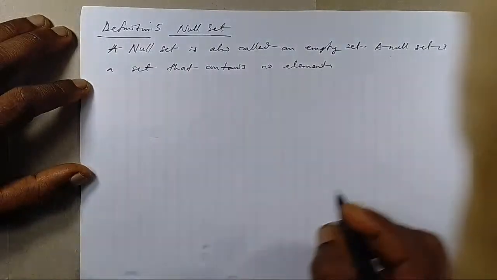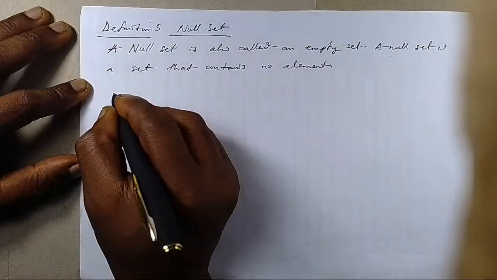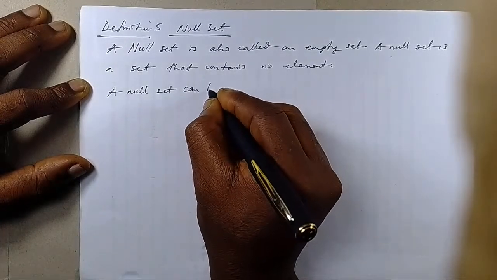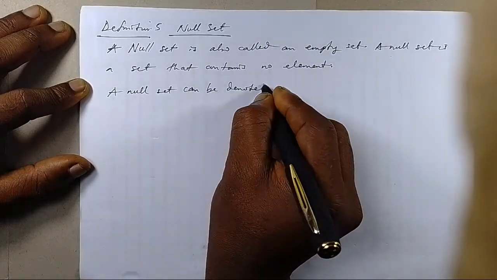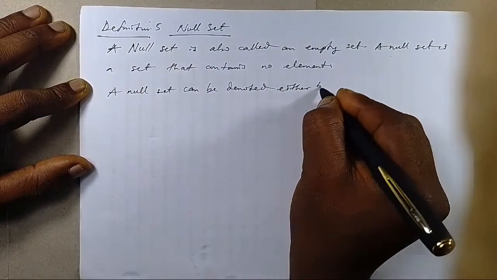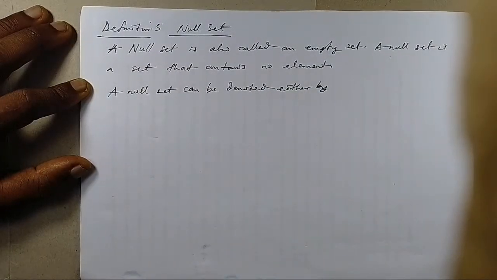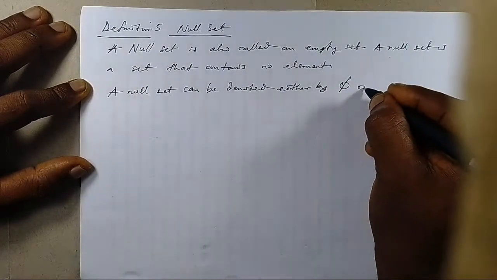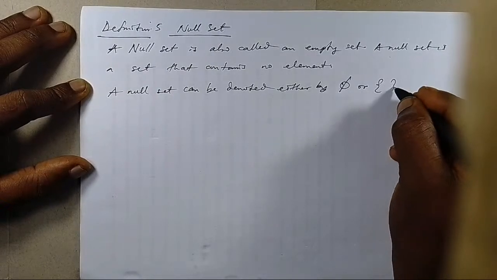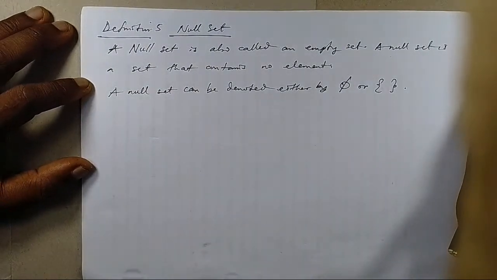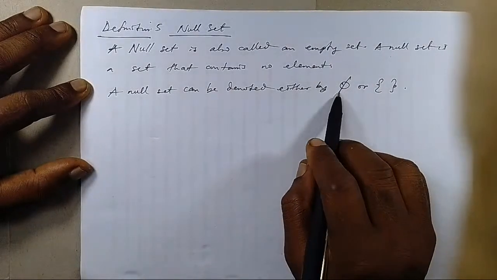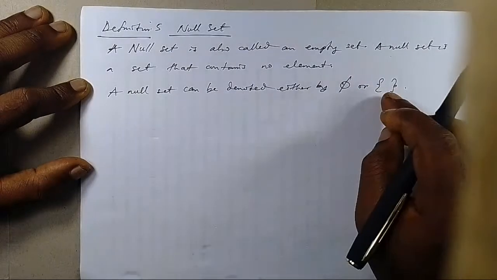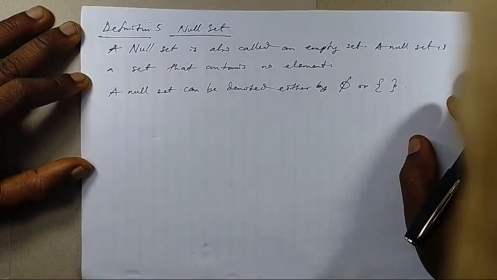Now, still under this definition, please take note. A null set can be denoted either by the symbol this or the symbol this, an open brace. Okay, so you can use an empty set symbol, or you can use this or this to denote a null set.